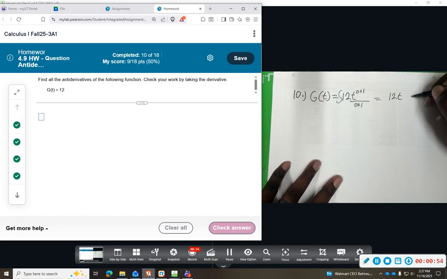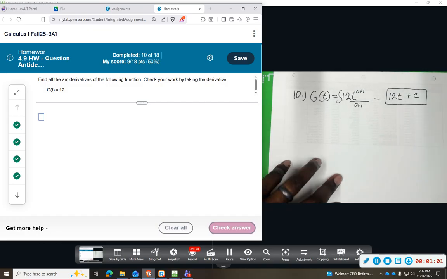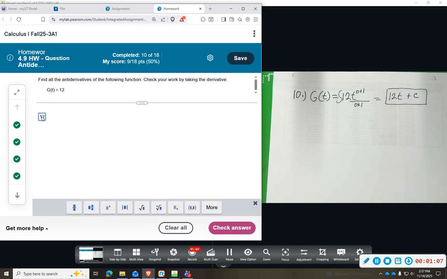And then every time you take the antiderivative, you have to remember plus c. You could have had a constant. So 12t plus c is a function of t. And just be careful, each problem they're using different letters, r, t, x, whatever they use, make sure you use the same thing.